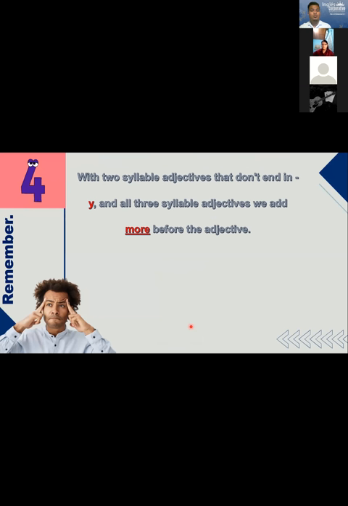It says that with two syllable adjectives that do not end in the letter Y, and with all three syllable adjectives, we add the word more before the adjective. So in that way, we're making the comparative. Let's see, we have the adjective beautiful. How many syllables do you think the adjective beautiful has?